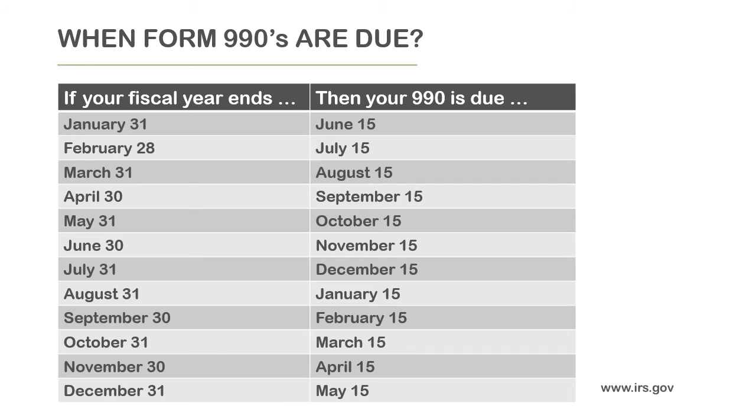Now, of course, you can submit your 990 before May 15th. You don't want to wait to the last minute and try to submit it then. You want to go ahead and get it in, but that's the due date for that fiscal year end. So again, this table shows you exactly when your Form 990s are due based on when your fiscal year ends. Don't miss these dates.